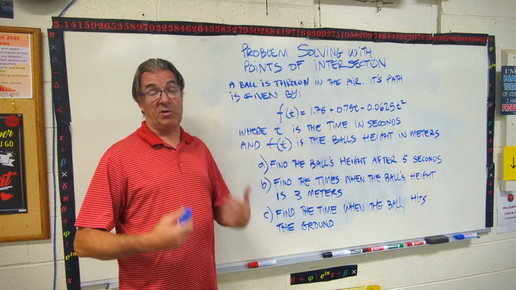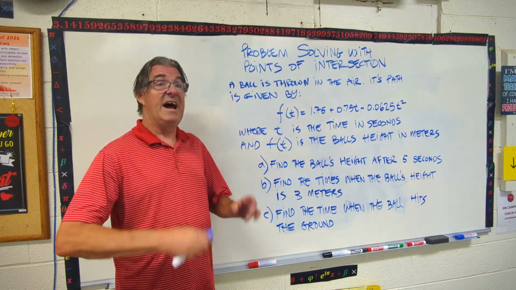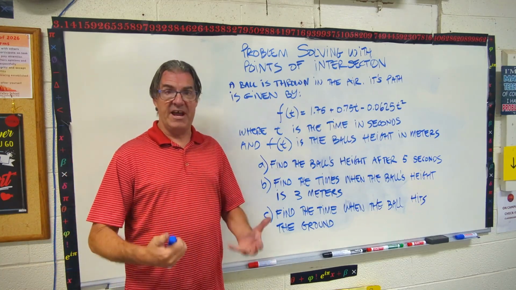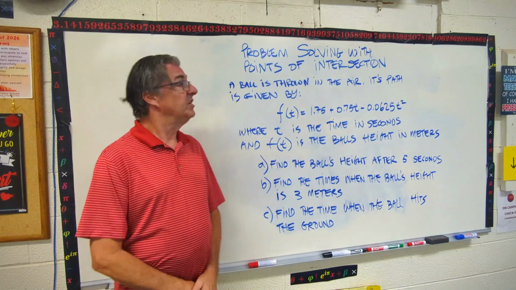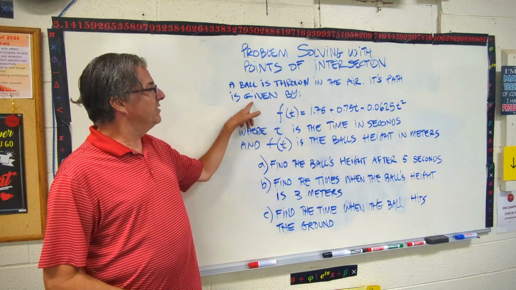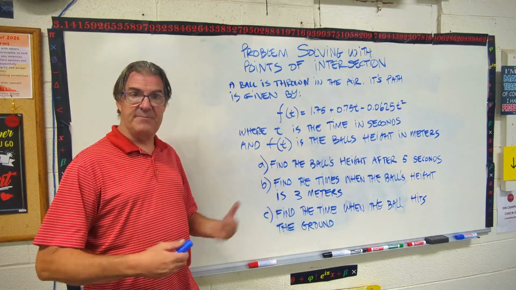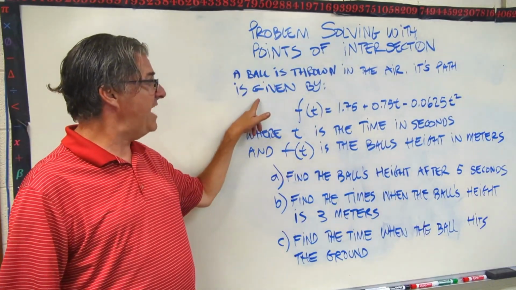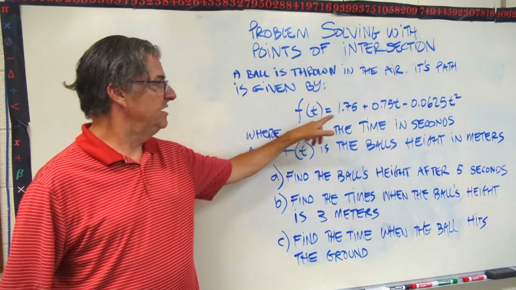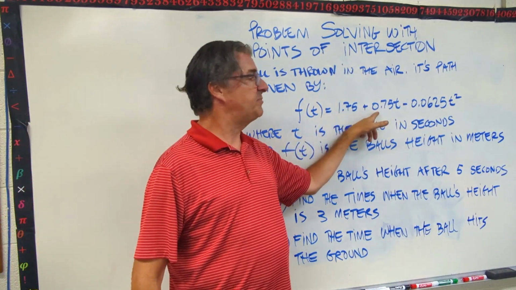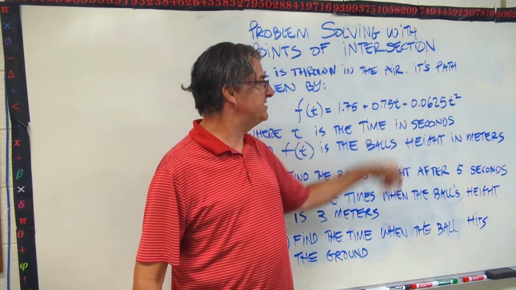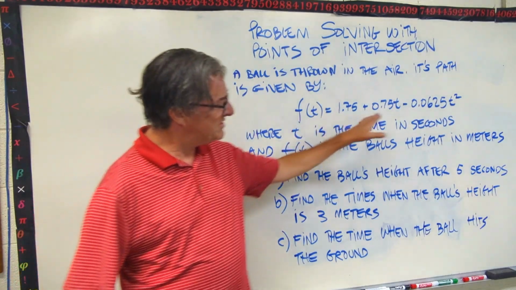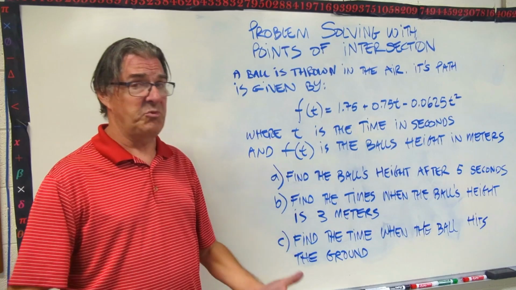Today's lesson covers problem solving, specifically how to use points of intersection between two functions to answer the problem that's posed. So check this out. This is a classic physics type problem. We're going to throw a ball in the air, and that ball is going to have a path given by f of t is 1.75 plus 0.75 t minus 0.0625 t squared.